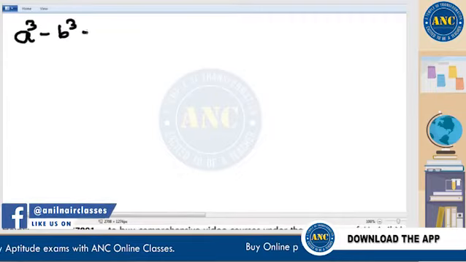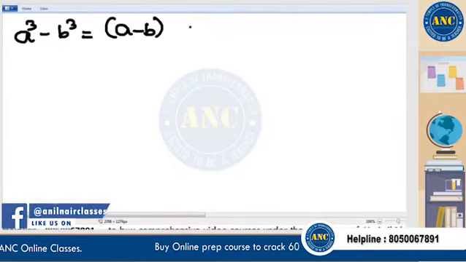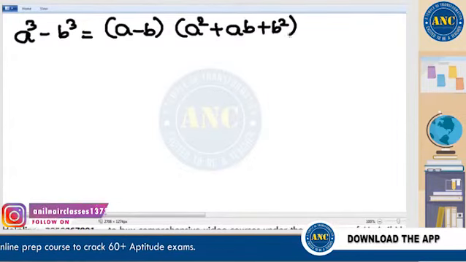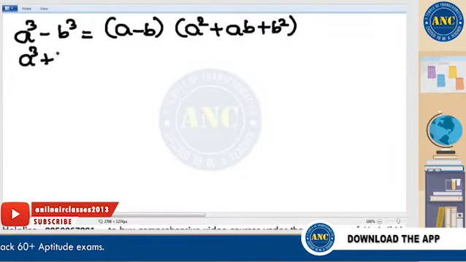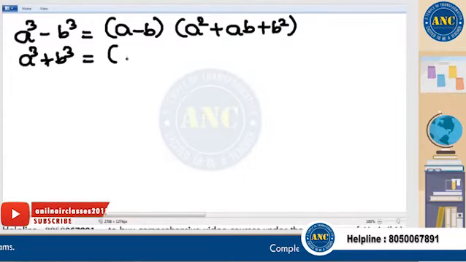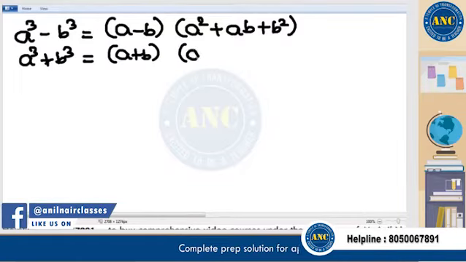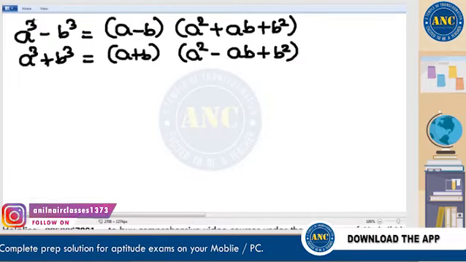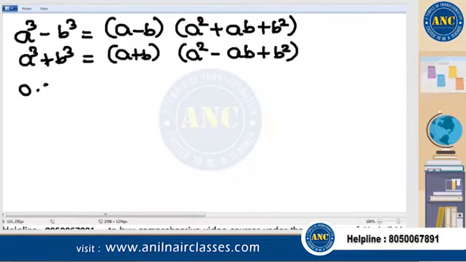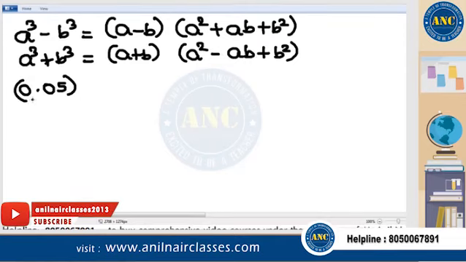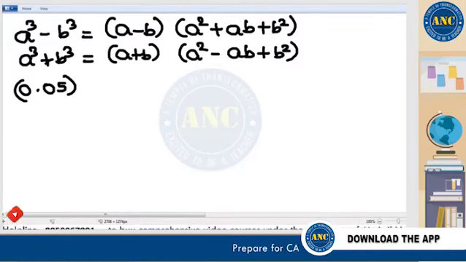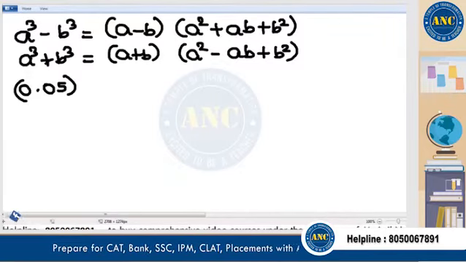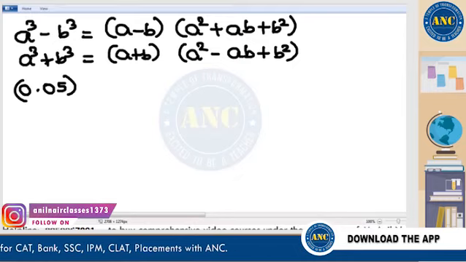a cube minus b cube is nothing but a minus b into a square plus ab plus b square. Similarly, a cube plus b cube is nothing but a plus b into a square minus ab plus b square. These are two things which we know from school days. Suppose your question is like this, 0.05. Let me take the exact question which is given, in the same format, so that you will understand how the questions actually come.